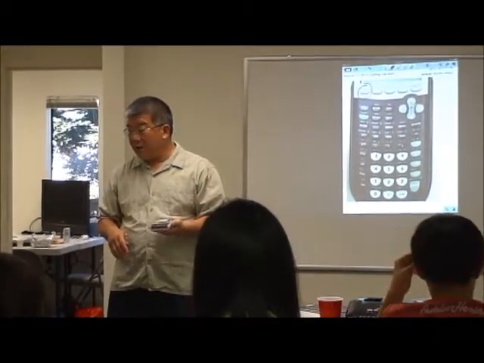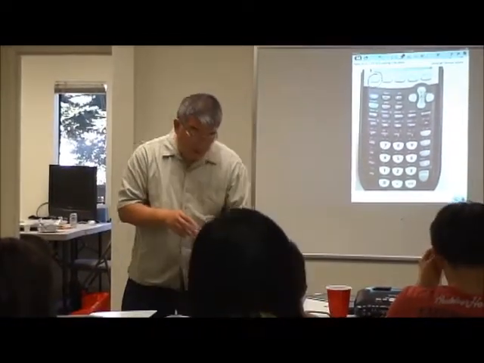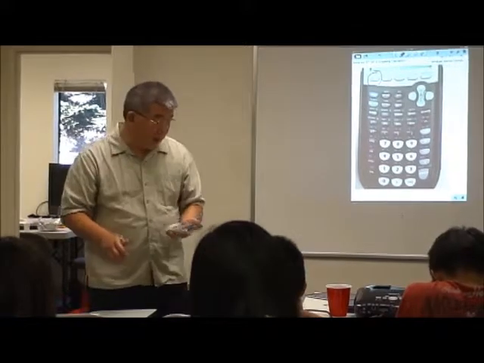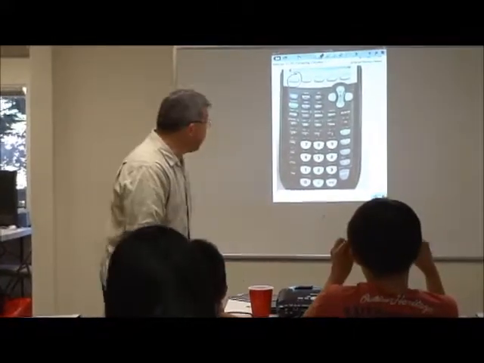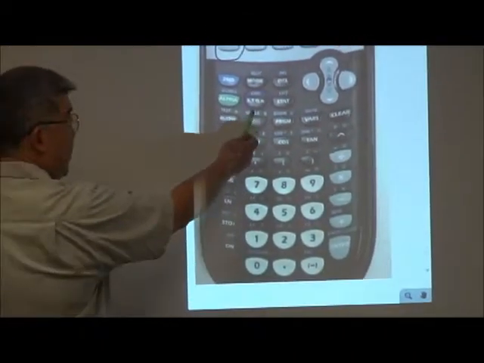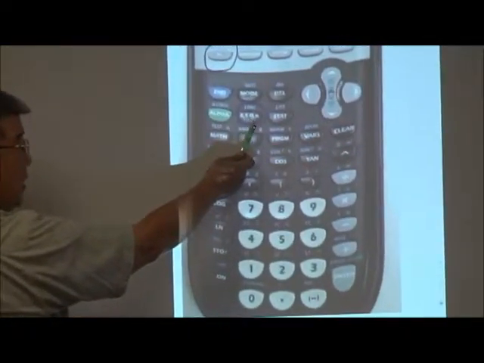This is the y equals screen. The next thing I want you to do is you'll see a key, actually this key right here, that's your variable key. So sometimes the variable is going to be x, sometimes the variable is going to be t, sometimes the variable will be theta, and sometimes the variable will be n.